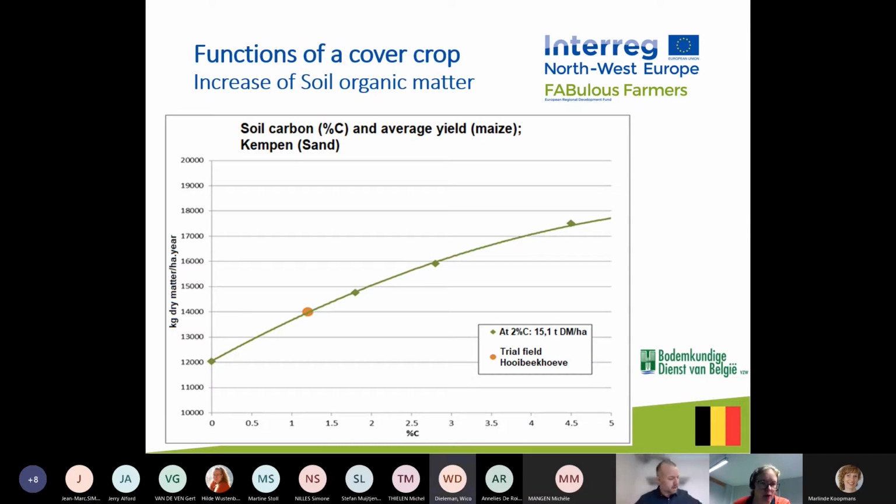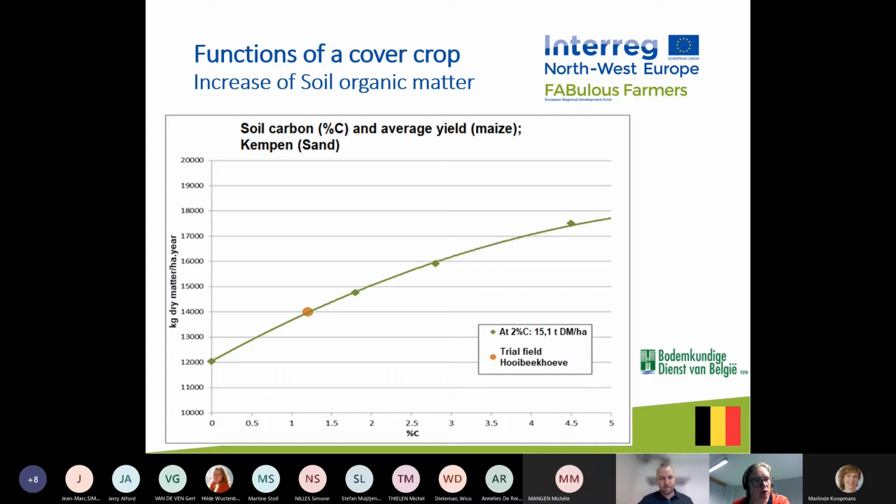Okay. This is a graph from the Soil Investigation Service of Belgium. It's a model which shows the relation between the content of carbon in the soil, and then on the vertical axis you see the estimated yield of maize on that field. We tried to see whether the graph is correct, and the orange button is a trial field of Hooibeekhoeve, which shows that there is indeed this relation between those two.